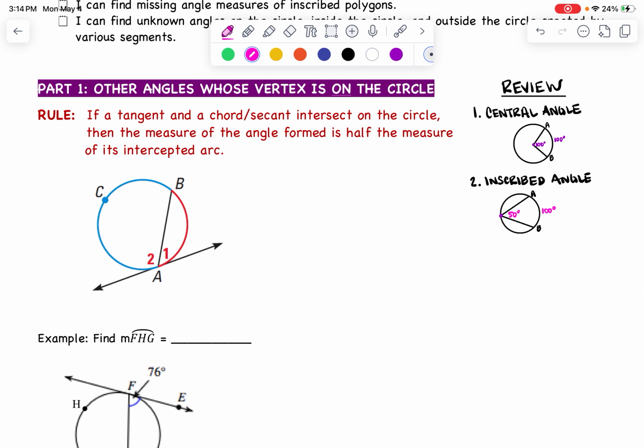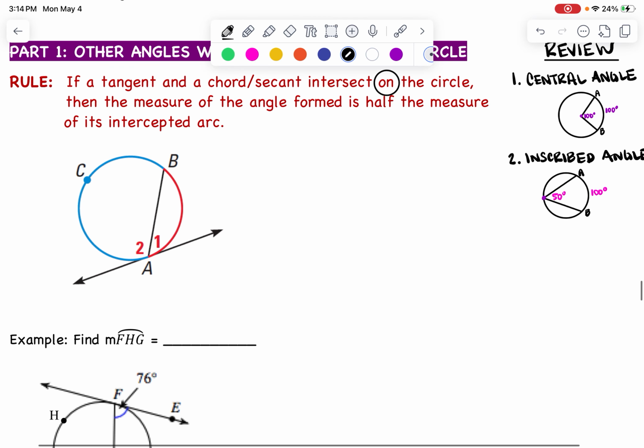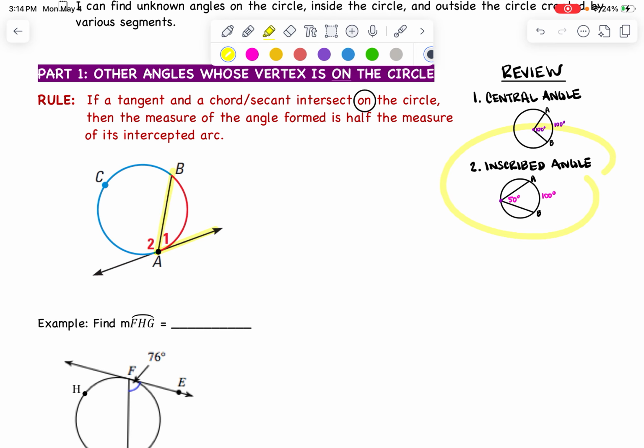The first rule is, what if you have a tangent and a chord or a secant intersecting on the circle? Again, the whole clue to this is on the circle. If you look at these 2 angles, I've got angle 1 and angle 2, but notice they're both being created by a vertex on the circle. So this rule is actually no different than the inscribed angle rule. It's going to be exactly half the measure of its intercepted arc. So we would say the measure of angle 1 is half the measure of arc AB. It's very much just like the rule that we learned last week, because the vertex is on the circle.